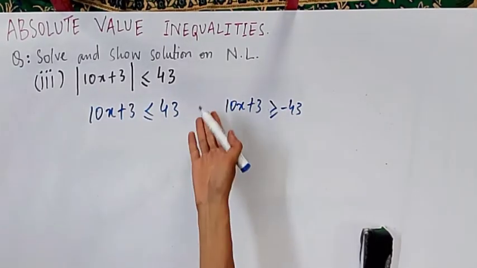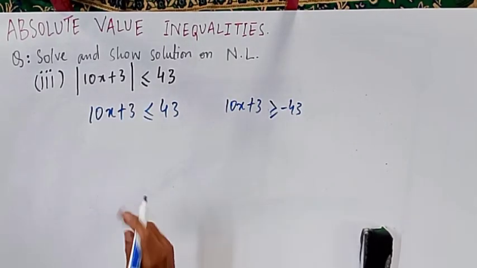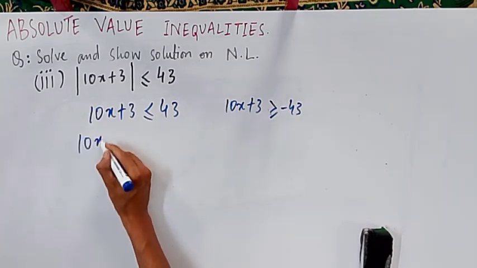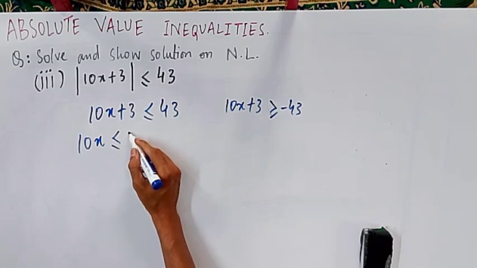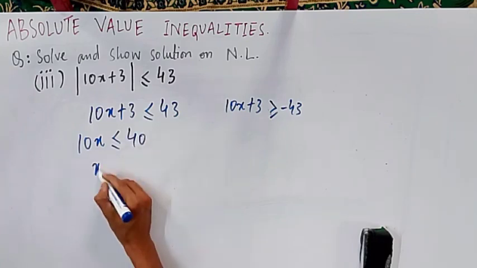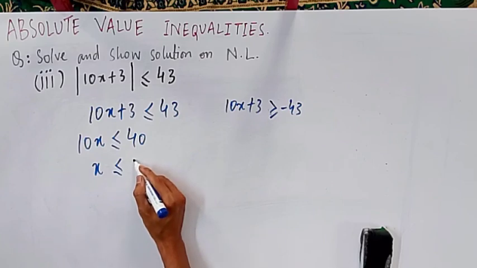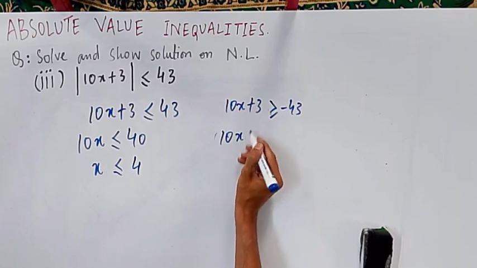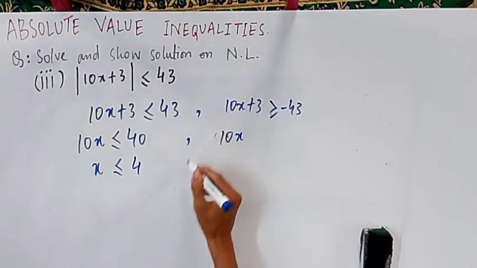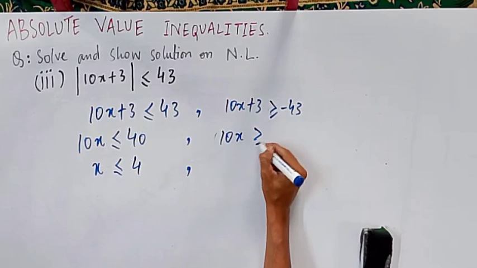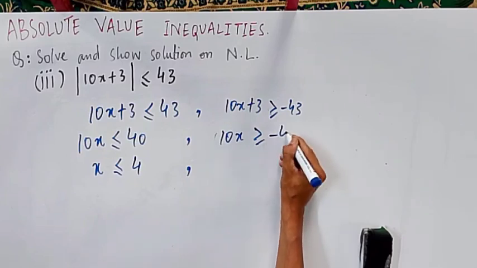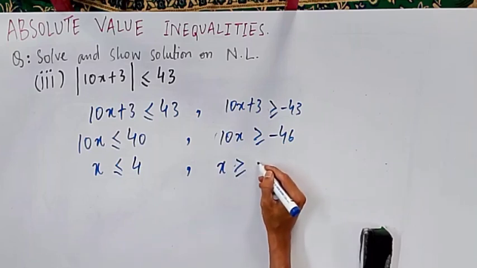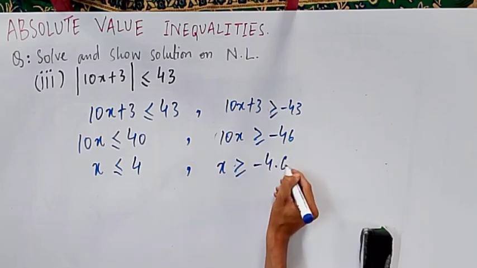So OR and AND you can write over here as well, but you must know about it. It's not necessary to write it in each step. So you will get 10x less than equals to 43 minus 3, that is 40, and it will be x less than equals to 40 upon 10, that is 4. And over here it will come 10x greater than equals to minus 43 minus 3, that is minus 46, so it will come x greater than equals to minus 46 upon 10, that will be minus 4.6.